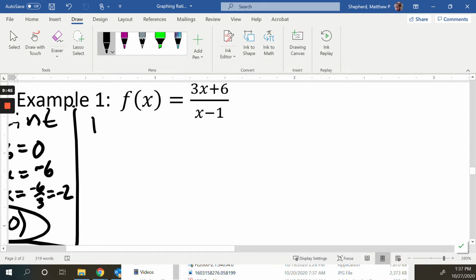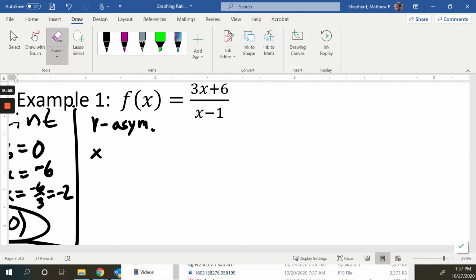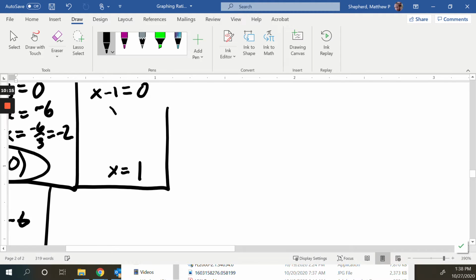All right, so a vertical asymptote happens wherever the denominator is equal to 0. So I want to know when x minus 1 equals 0. I'm just taking my denominator, finding where it equals 0. So after we add a 1 to both sides, we know this happens at x equals 1.